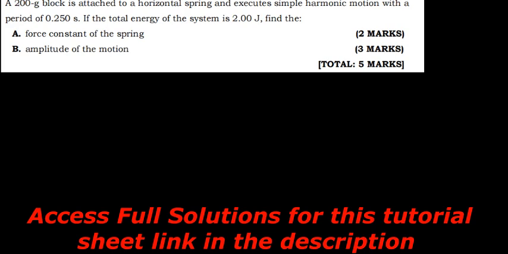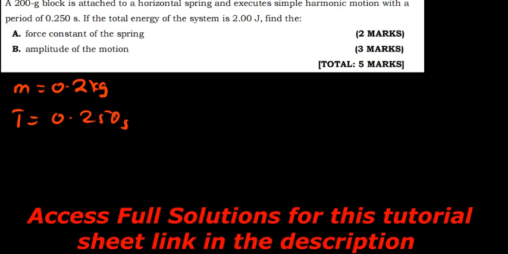According to the data that we have got, the mass is 200 grams, so we need to divide it by 1000 for us to get it in kilograms. So it's going to be 0.2 kg. What else do we have? The period. The period is 0.250 seconds.